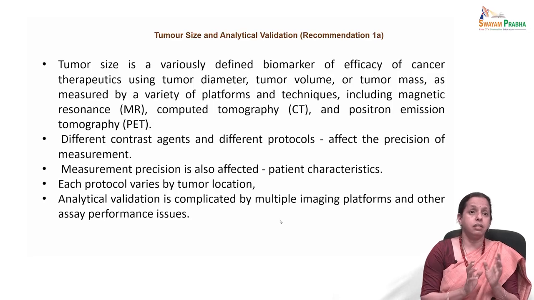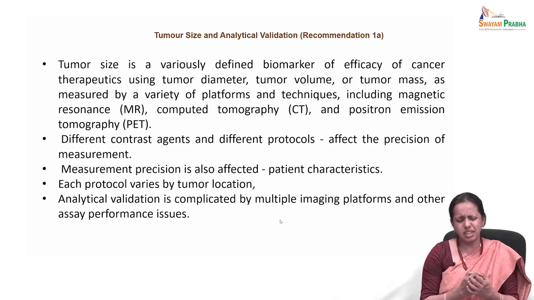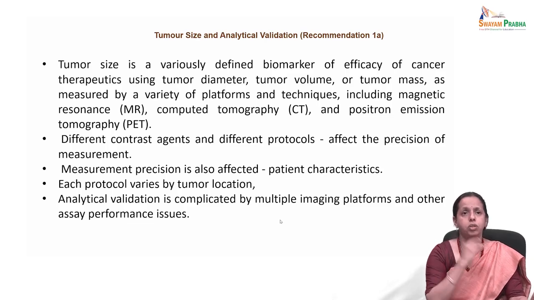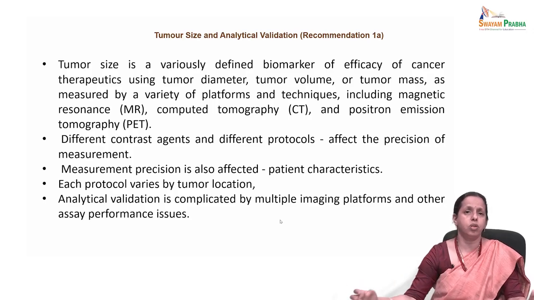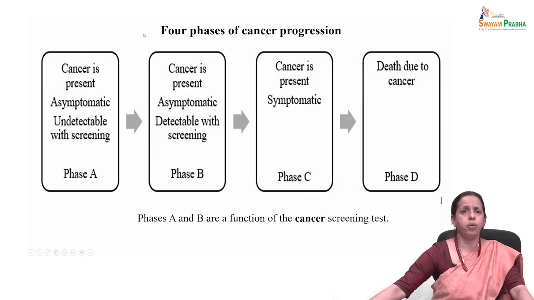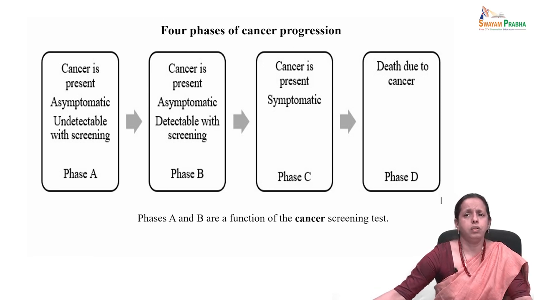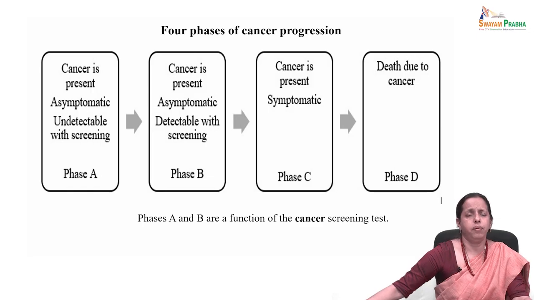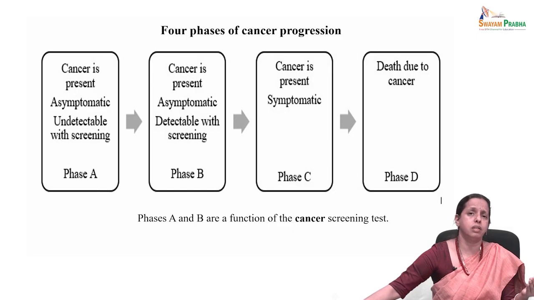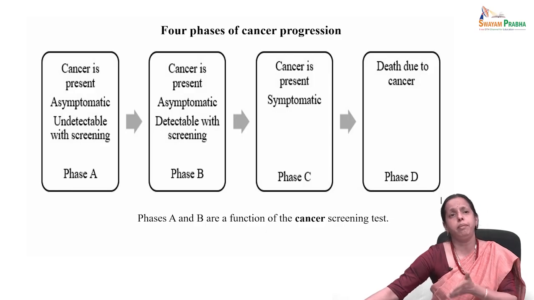And this tumor size could have very slight variation, based on your different contrast agents and different protocols, which affect the precision of your measurement. So every protocol has to determine the tumor size, and it is also dependent on the tumor location. Now just recollect back, you have the four phases of cancer progression. We have already discussed how the cancer grows, right? How a single cell differentiates to cancerous cells, and then how these cancer cells multiply further to establish as neoplasia, then a tumor, and then metastasize, right?